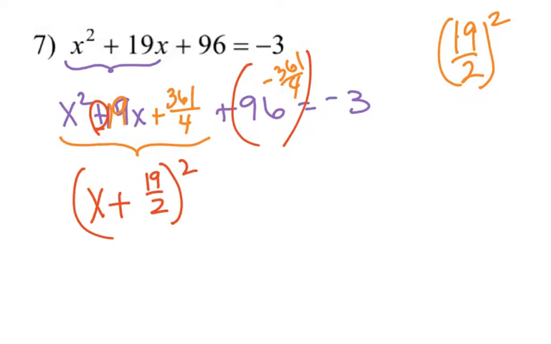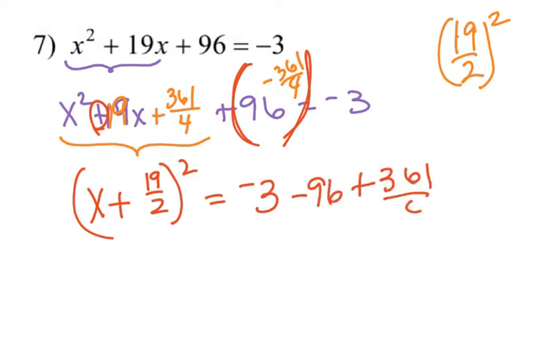Now over here I've got all this other stuff to deal with. I can keep this part that I have in the red parentheses on that side and then move it to the right, but I'm just going to move everything to the right hand side and worry about it over there. So I'm going to have negative 3 minus 96 plus 361 over 4.